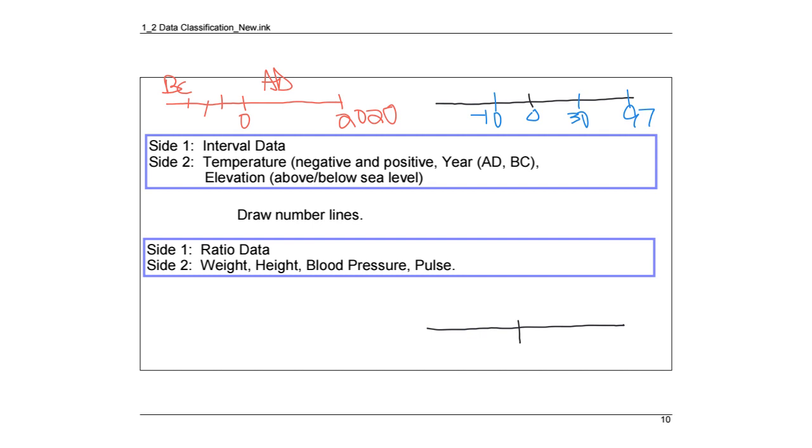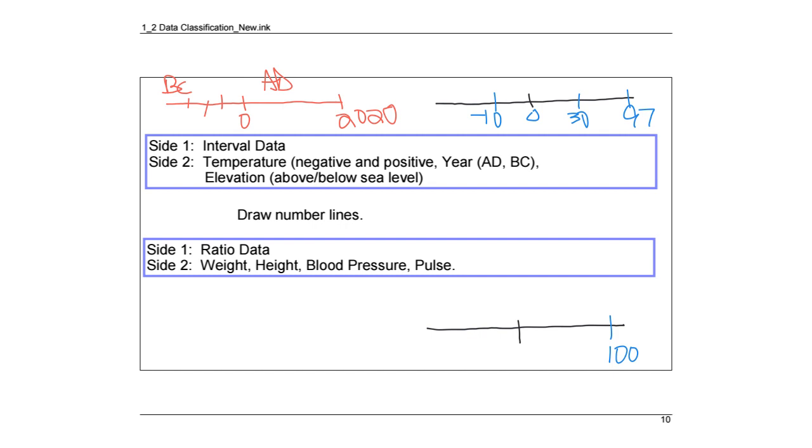So let's look at ratio. Ratio is like weight, height, blood pressure, pulse. We cannot have negative weight. You can't weigh -5 pounds. You have to weigh something. Same with height, same with blood pressure, pulse. So my example, what I like to use is pulse. When I was driving this morning, my pulse was probably up at 100, getting aggravated. But our pulse ranges usually between 70 and 100.